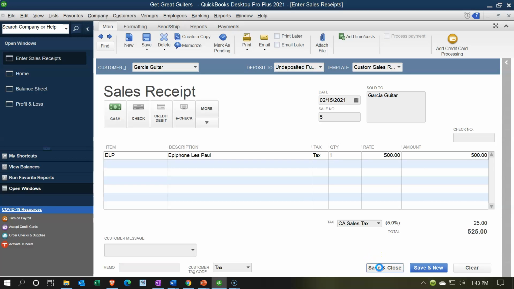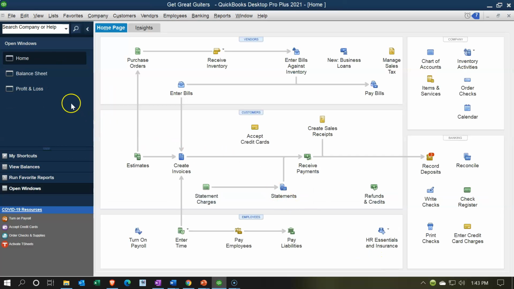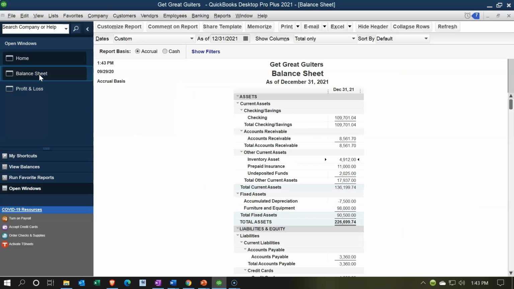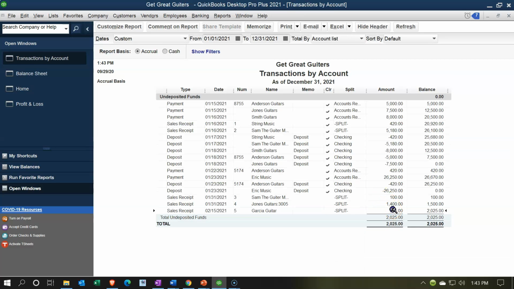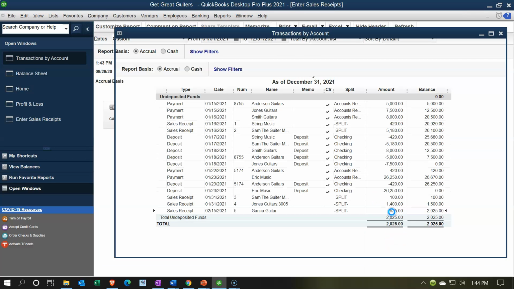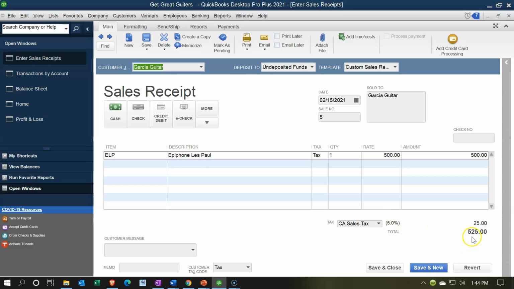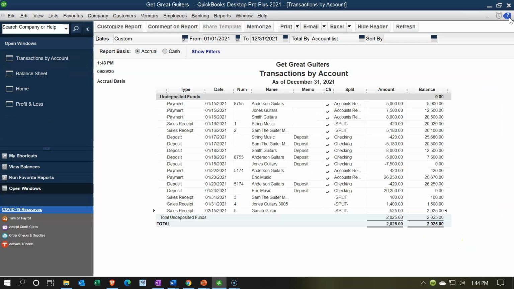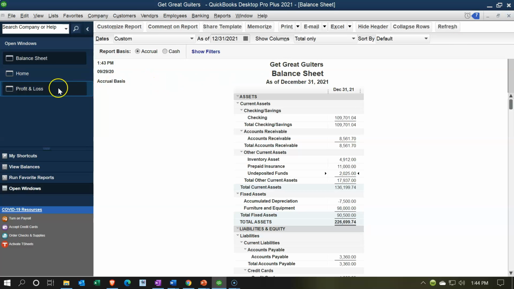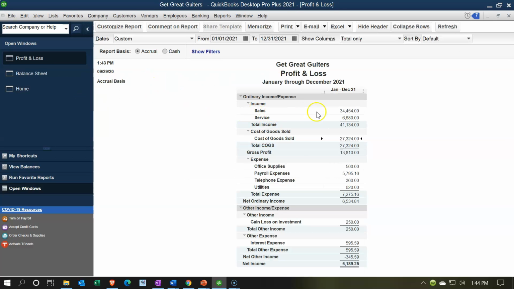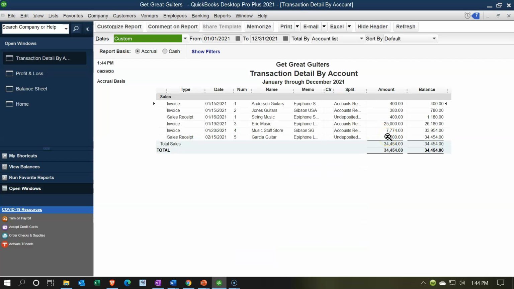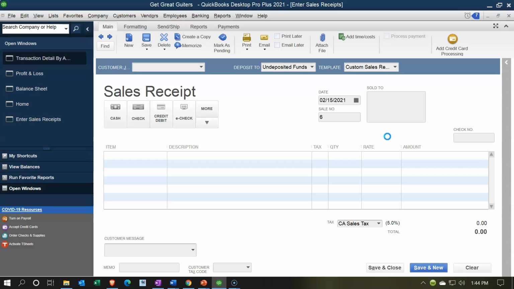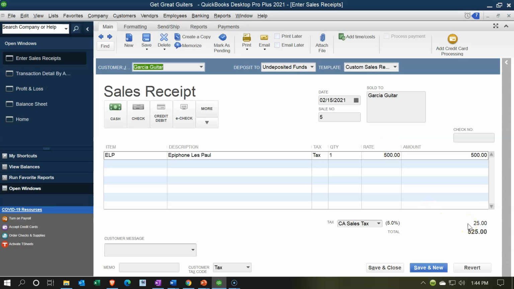So we'll say save and close and check that out. Save and close, checking it out by going to the balance sheet. And then we see that the undeposited funds, if we double click on the undeposited funds, we see that we have now that 525. Double clicking on that, that's the full amount of the 525, including the sales tax. Closing that out, closing this out, going to the profit and loss where the other side will be. We see on the sales side of things, double clicking the sales side of things, there's the $500. It's not including the sales tax. If we double click on that, we can see it doesn't include that $25 sales tax.